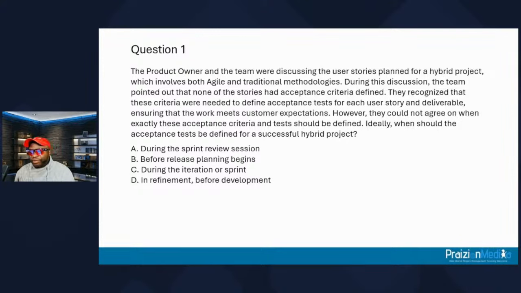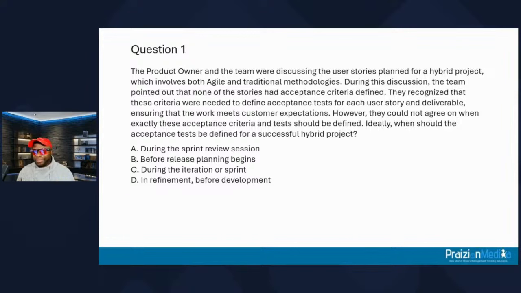A, during the sprint review session, that's crazy. That means it's when the customer is checking the deliverable that you're defining the acceptance criteria. That wouldn't make sense. B, before release planning begins. Well, think about when release planning could begin. This is way out, probably before you even begin your iterations. So that doesn't make sense.